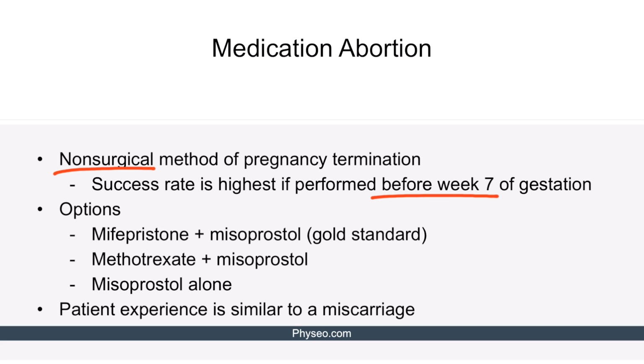Now, there are 3 main medication options: a combination of mifepristone and misoprostol, which is considered the gold standard, or a combination of methotrexate and misoprostol, or the last option, misoprostol alone. Now, the patient experience with this is actually very similar to a miscarriage. Now, it's important to know the gist of the mechanisms by which these medications terminate a pregnancy.